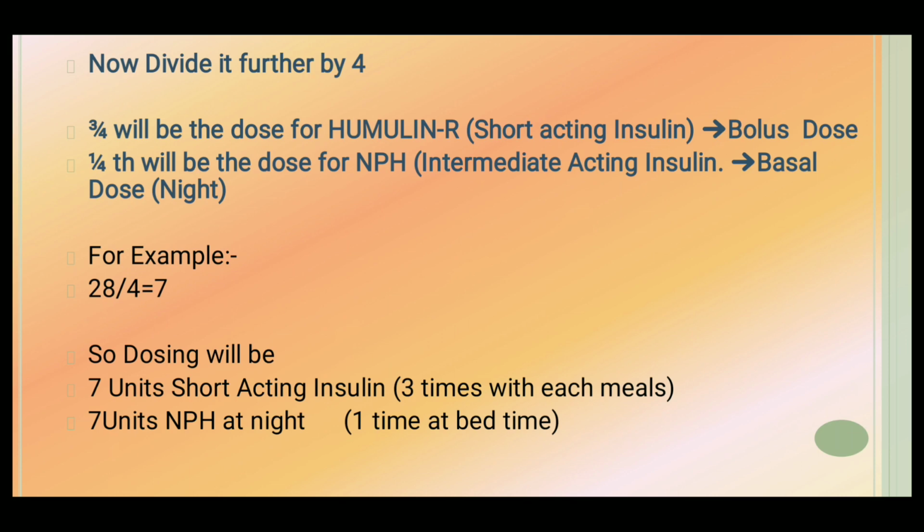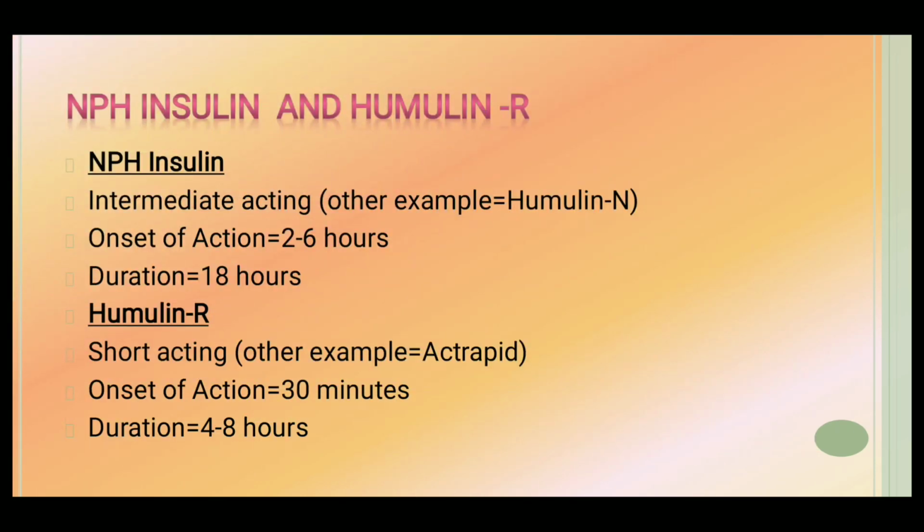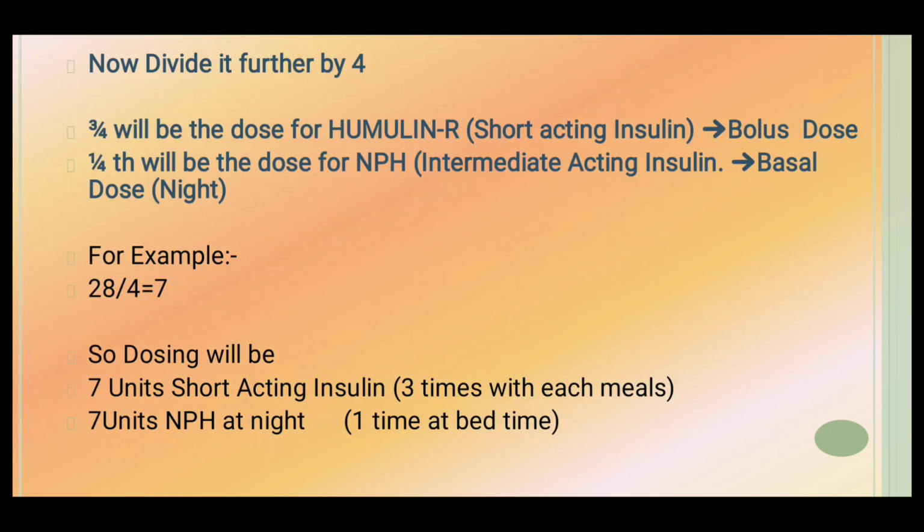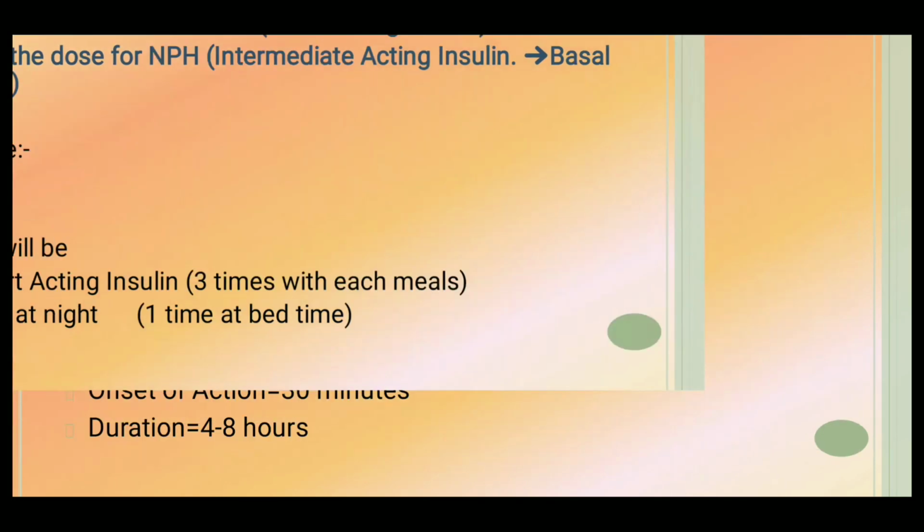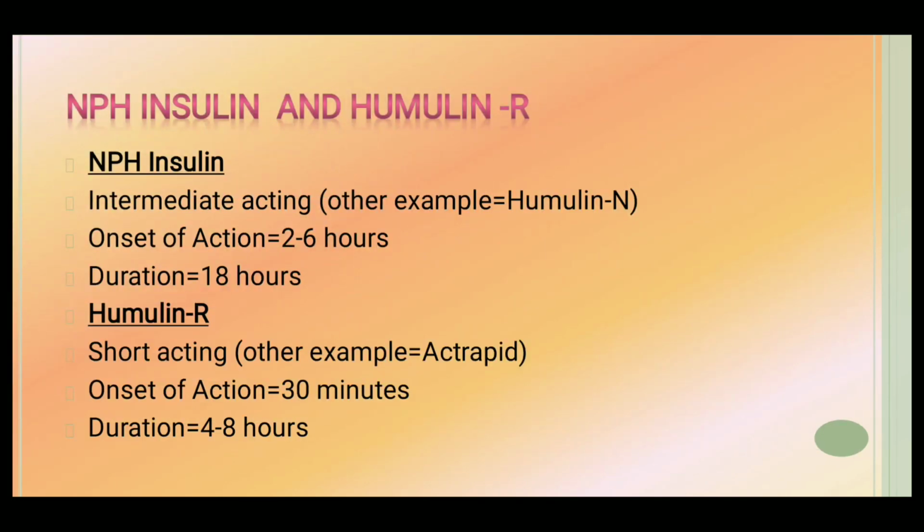Okay, now coming to the NPH insulin and Humulin R insulin, let us have some examples of those, as we have discussed that in this regimen we will use NPH insulin and Humulin R insulin. NPH insulin is basically the intermediate-acting insulin. Another example of it is Humulin N, and the onset of action is 2 to 6 hours and the duration is 18 hours. The Humulin R is short-acting insulin, and another example of it is Actrapid. Onset of action is 30 minutes and duration of action is 4 to 8 hours.